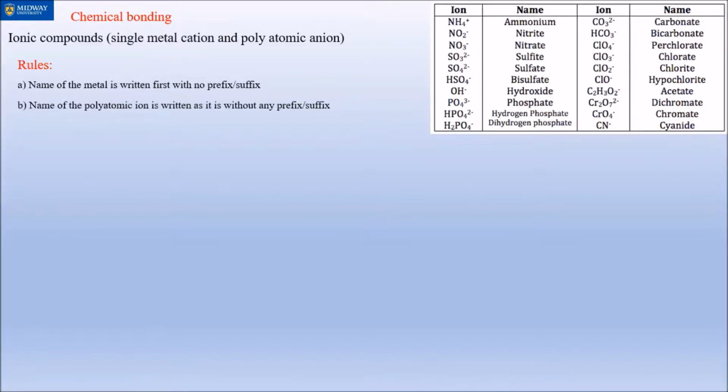Now, let's actually look at the rules. As always, the name of the metal is written first with no prefix or suffix. And the name of the polyatomic ion is written as it is without any prefix or suffix as well. If you compare these to something like Cl minus, you see everything is a combination of two or more elements, and they all have a charge, okay? I can present you with a very magnified version of this table on Moodle, but for now, this will work. All right, there's actually three ways to think about it.